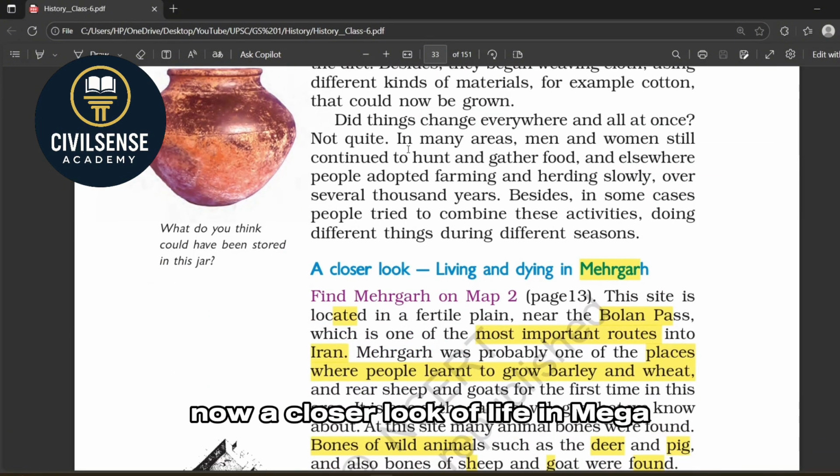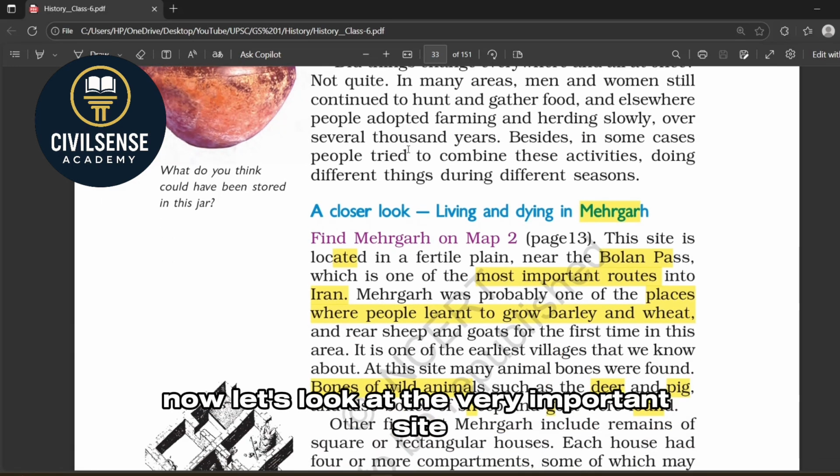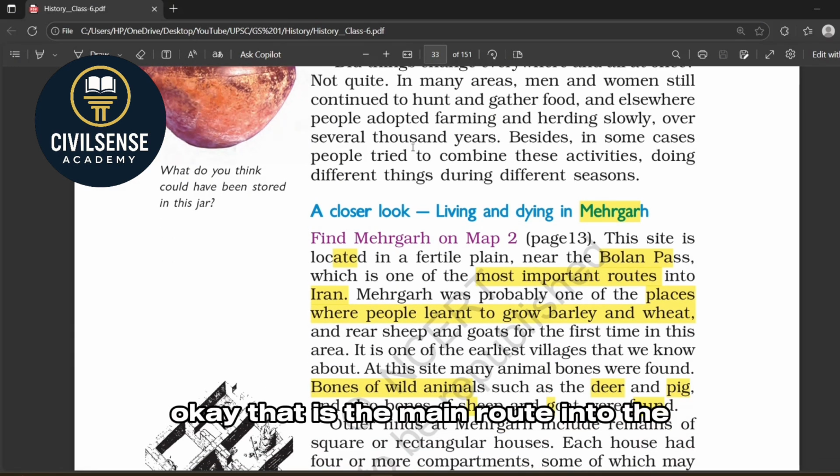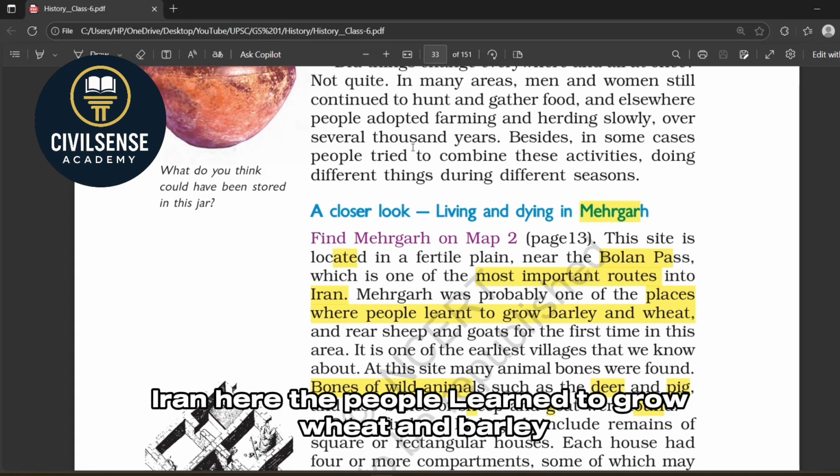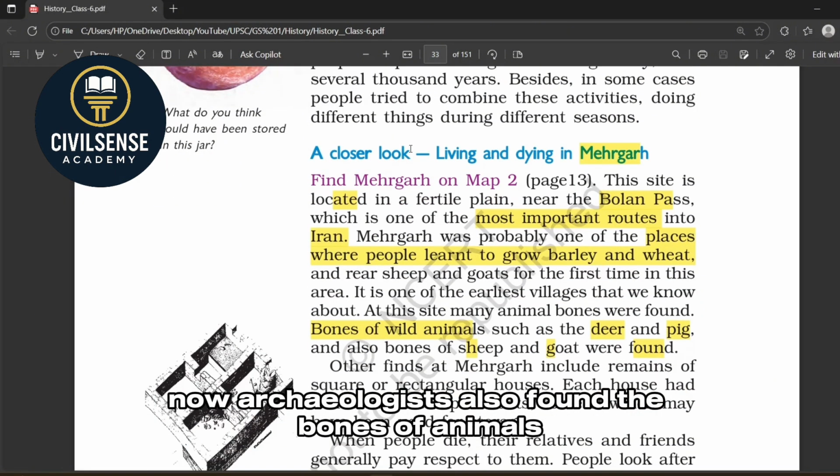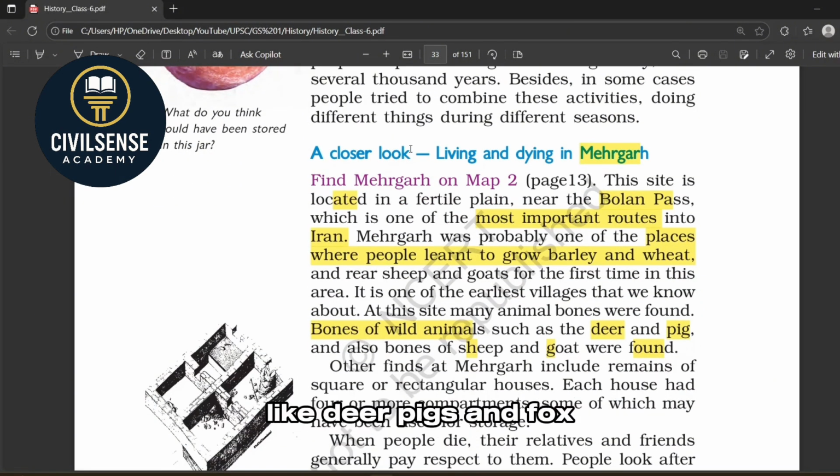Now, a closer look at life in Mehrgarh. Let's look at the very important site, Mehrgarh, near the Bolan Pass. Okay, that is the main route into Iran. Here the people learned to grow wheat and barley. Archaeologists also found the bones of animals like deer, pigs, and fowls, which tells us about their food habits.